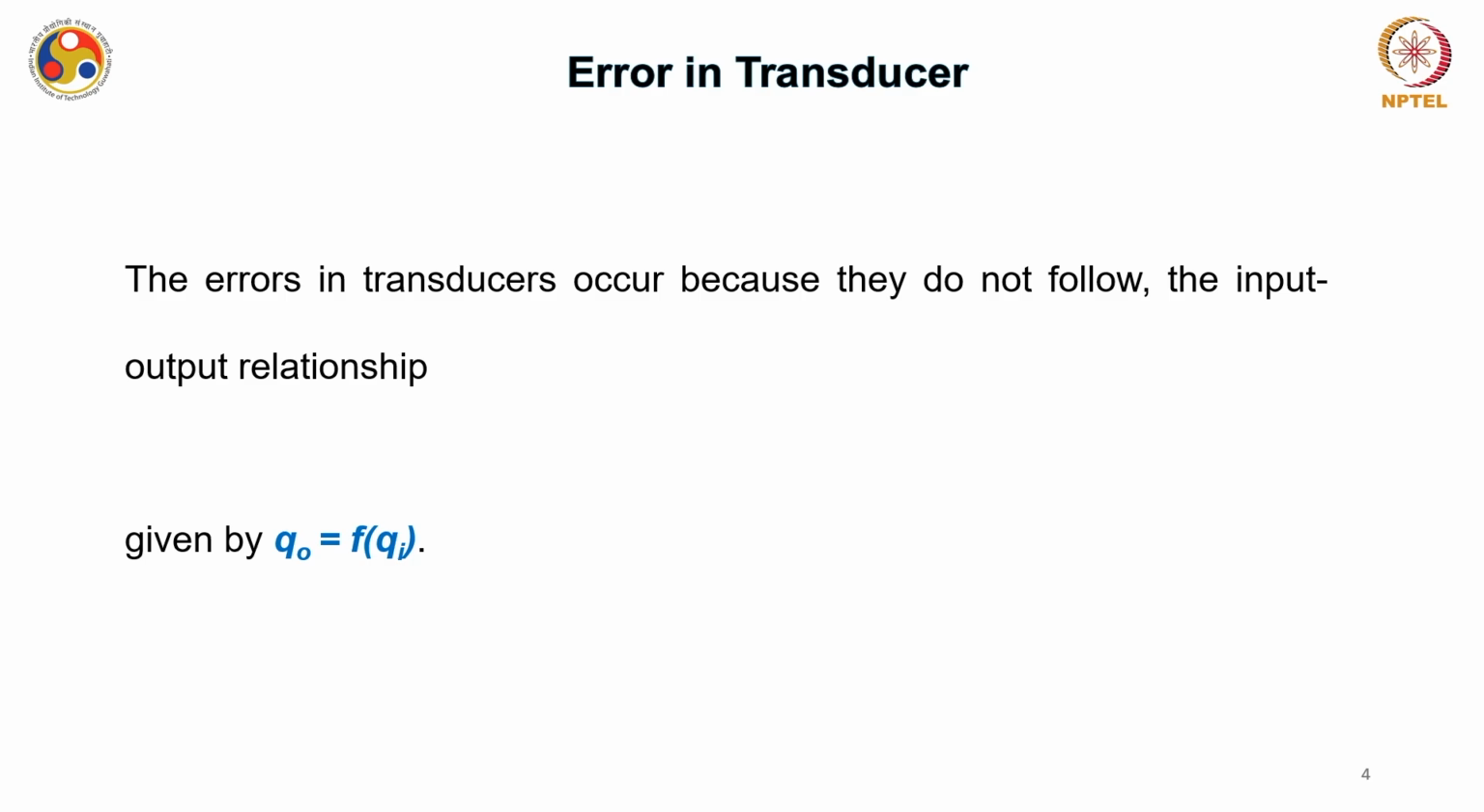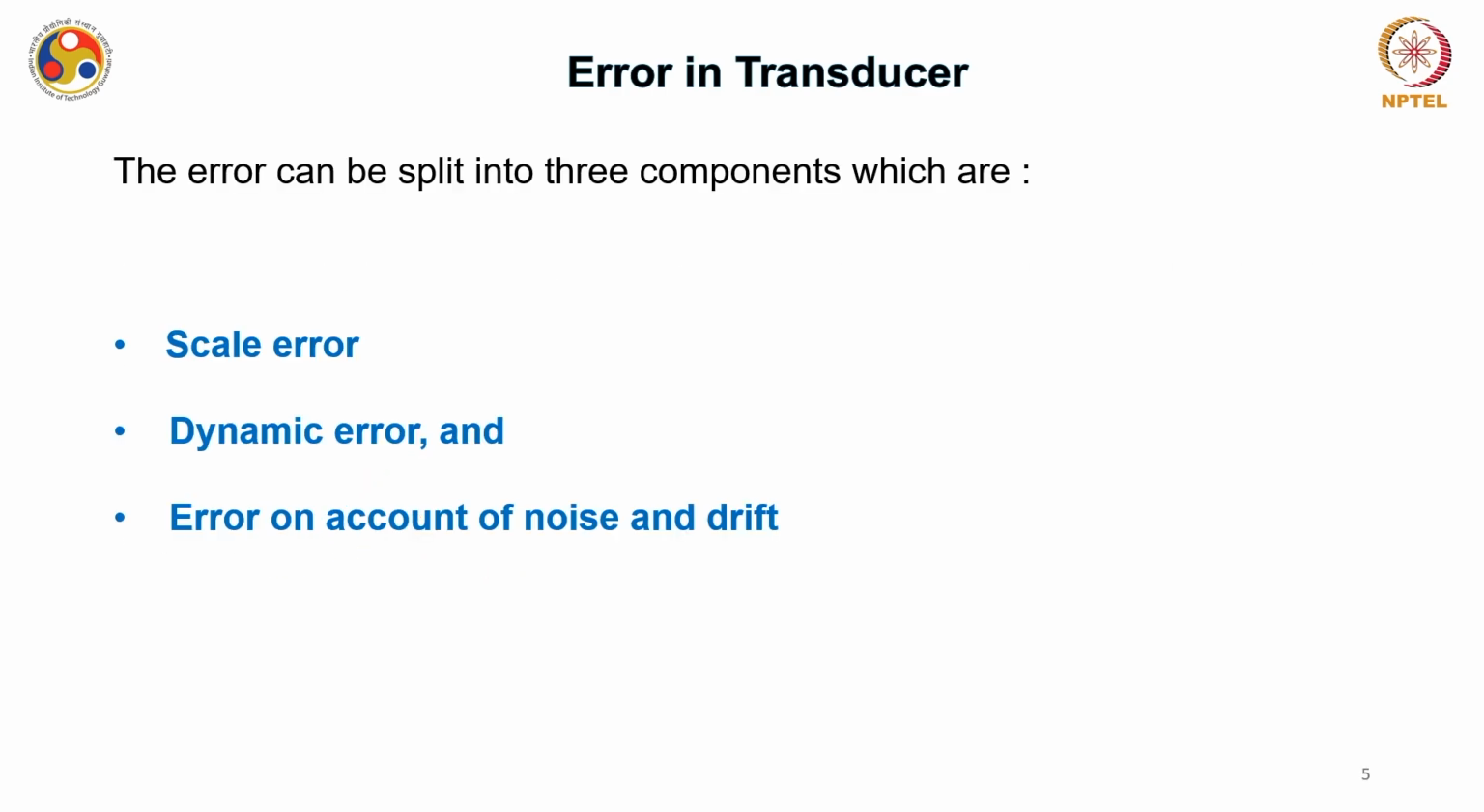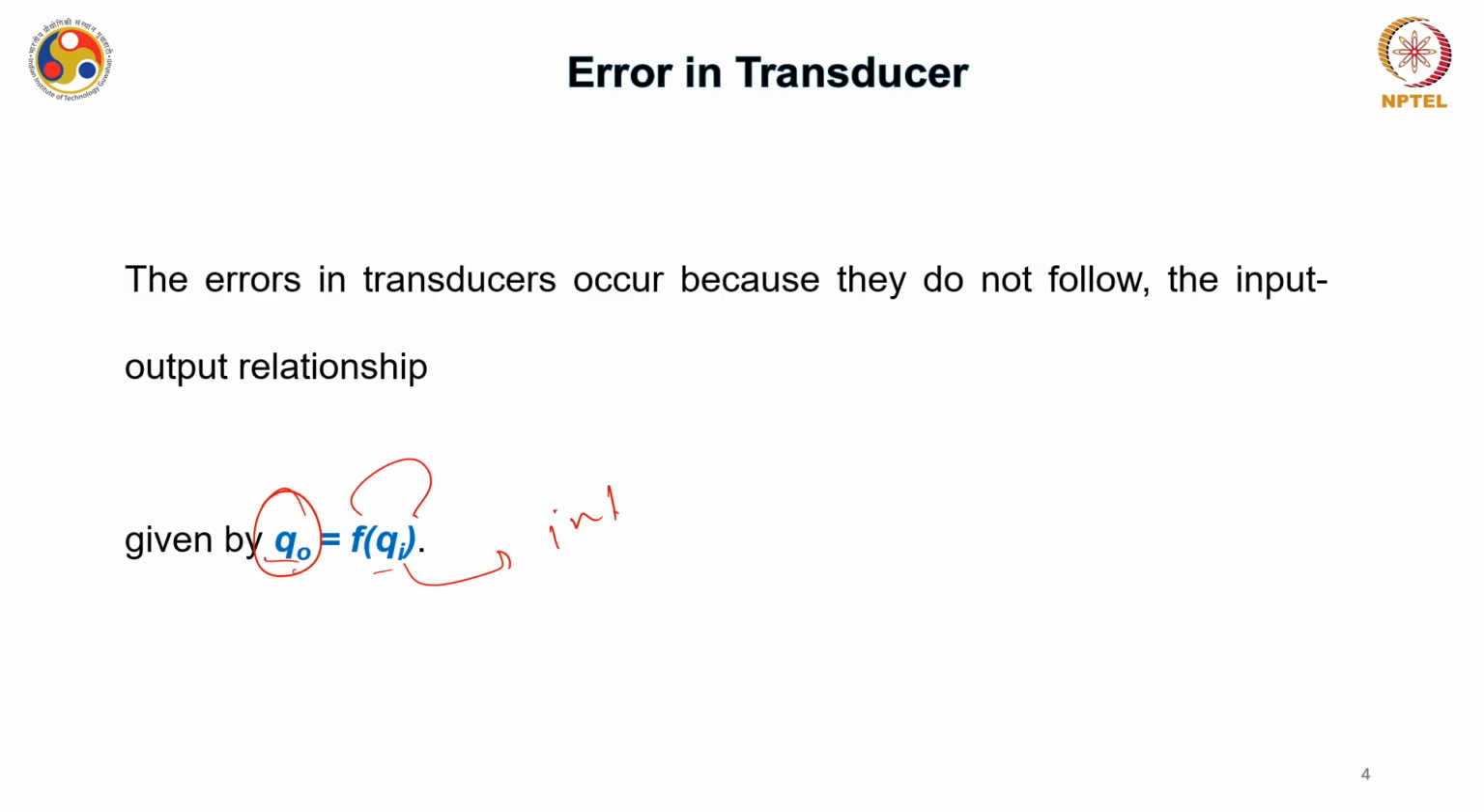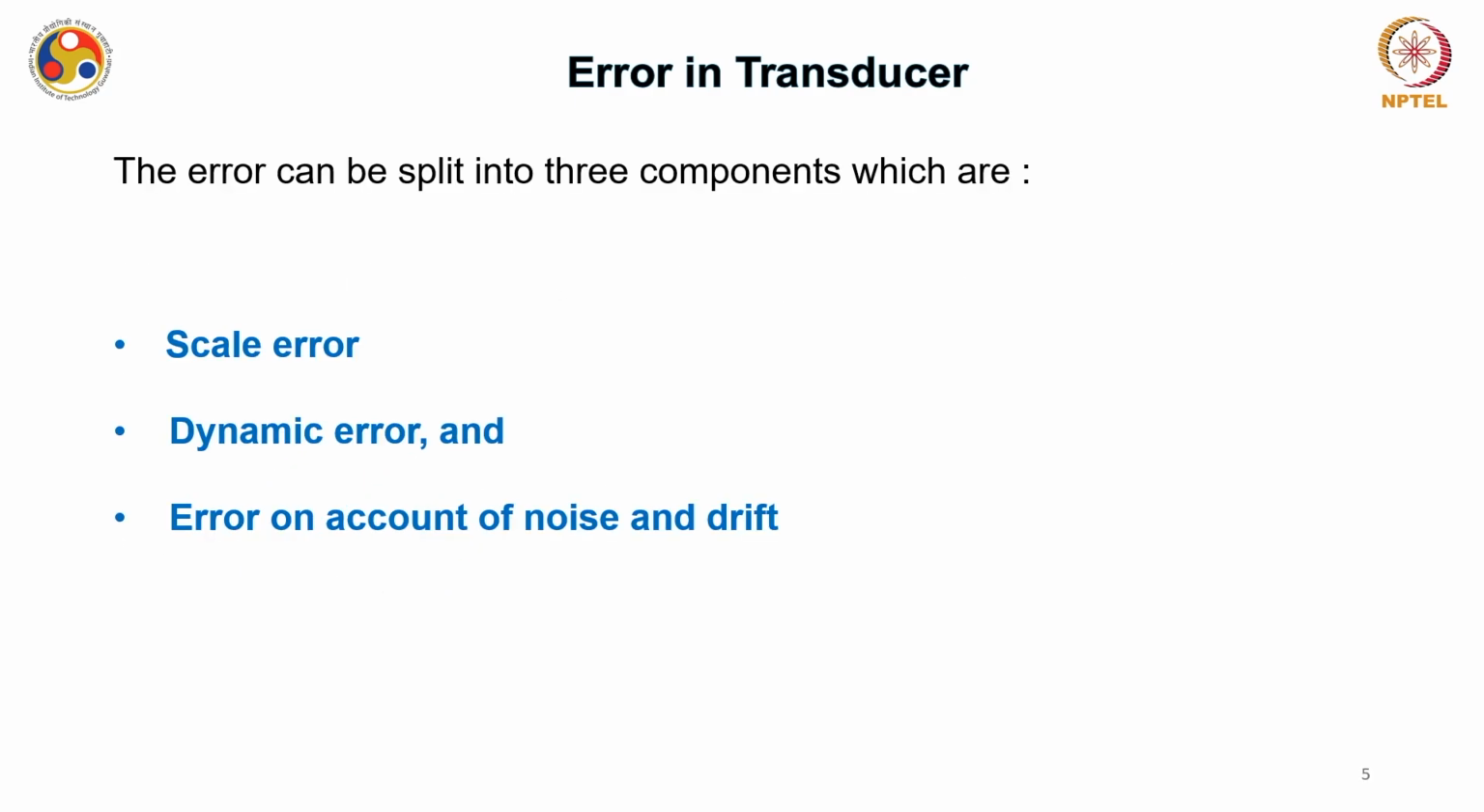We have seen that if I have to write the transfer function of the transducer, usually it is written in the form of output by input. Or in generalized form, Q naught is equal to F of QI, where QI is the input, so the output is a function of your input. This is how we have discussed the transfer function. Now, if there is any deviation of the transfer function of the transducer from this particular equation, it means that there is certain error from which this transducer is suffering.